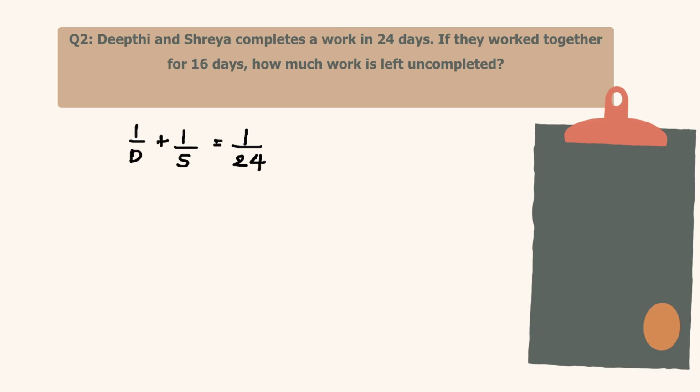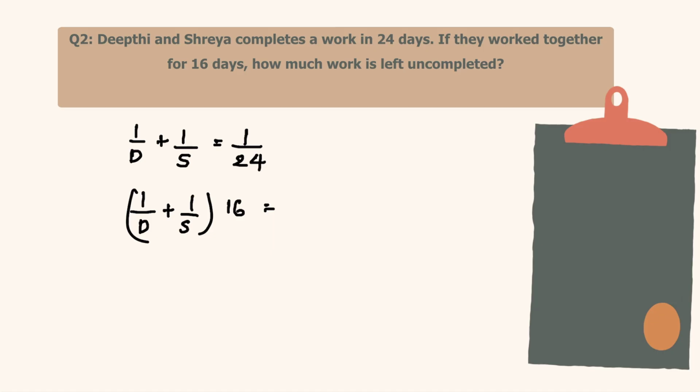And it is given they worked together for 16 days. So Deepthi and Shreya worked together for 16 days. Right? Now we want to know how much work is uncompleted. So first of all we will find how much work got completed in 16 days.